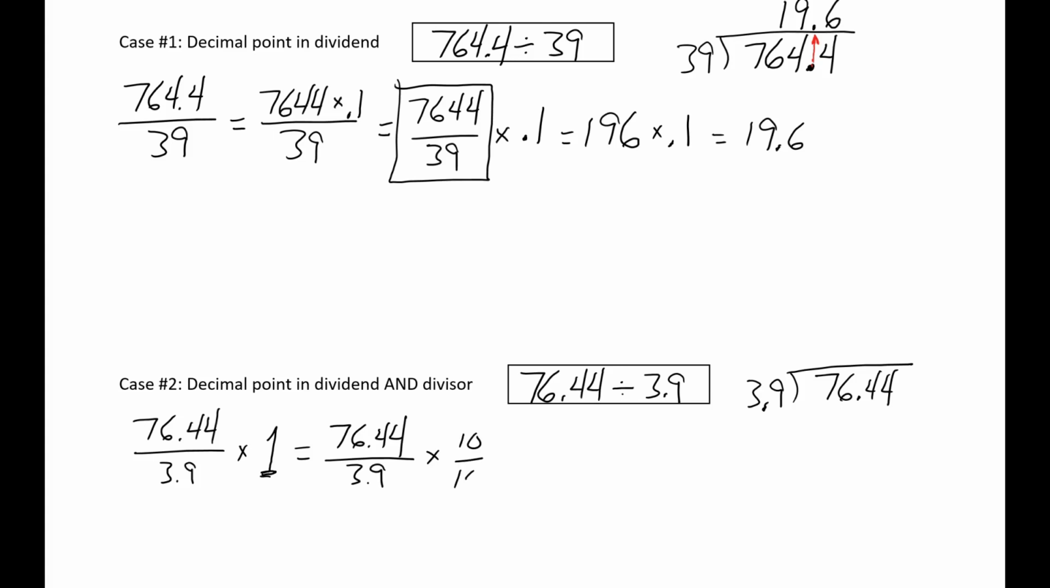10 divided by 10. All right, notice 10 divided by 10, that's the same as 1, just in a slightly different form. And if I multiply 76.44 divided by 3.9 times 10 over 10, I can write that as 76.44 times 10 over 3.9 times 10.